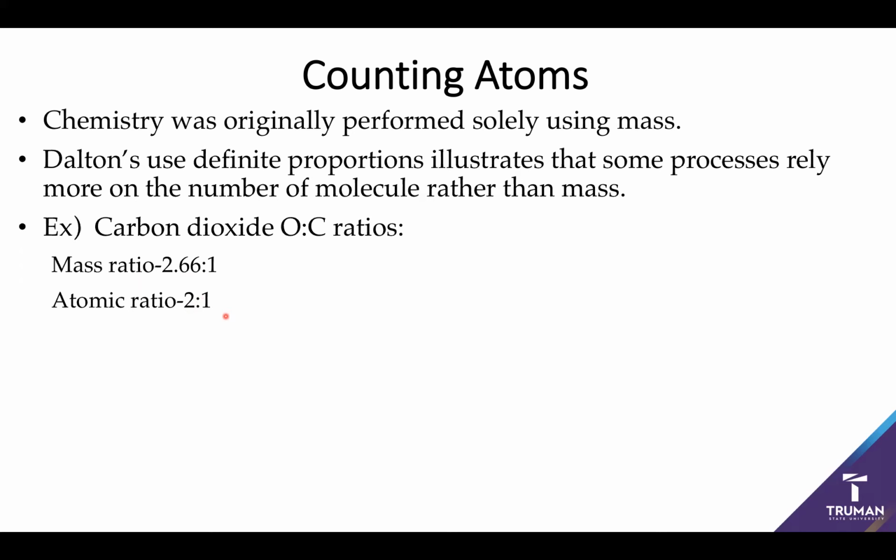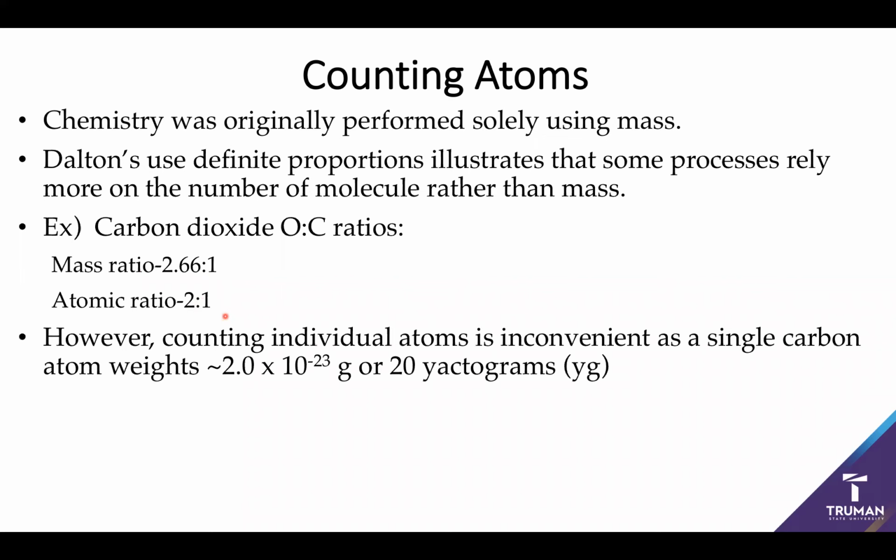However, even if I go from mass to atomic ratios, it turns out that it's often inconvenient to try and count those individual atoms because there's a lot of them. If I'm looking at single carbon atoms, each one of them weighs about 2 times 10 to the negative 23rd grams. This is also 20 yoctograms, which I think is just a fun word to say, yoctogram. So we need to find a more convenient way to count our atoms than mass or atoms.